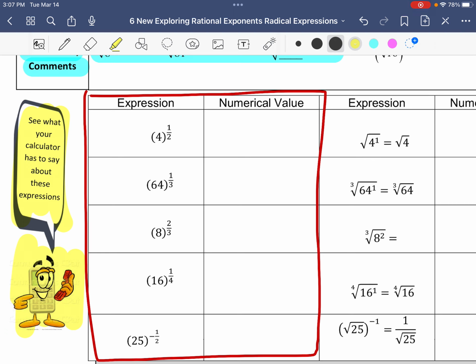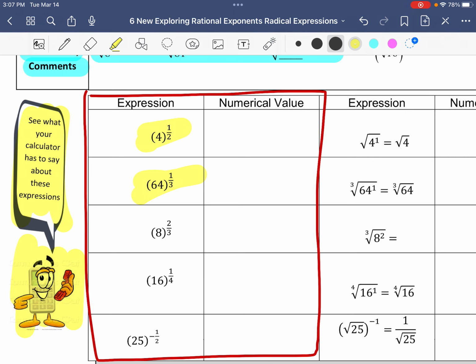Yep, you want to pause the video, get out a calculator, and see if you can punch in some of these expressions. Now, if you're like, okay, I'll try it, but how do I know if I'm doing it right? Okay, just push play, and I'll show you the first one, and then pause the video again and see if you can get the next one. So get out your calculator, pause the video, and see if you can figure out how to punch in 4 to the 1/2, 64 to the 1/3, and then the rest of them.